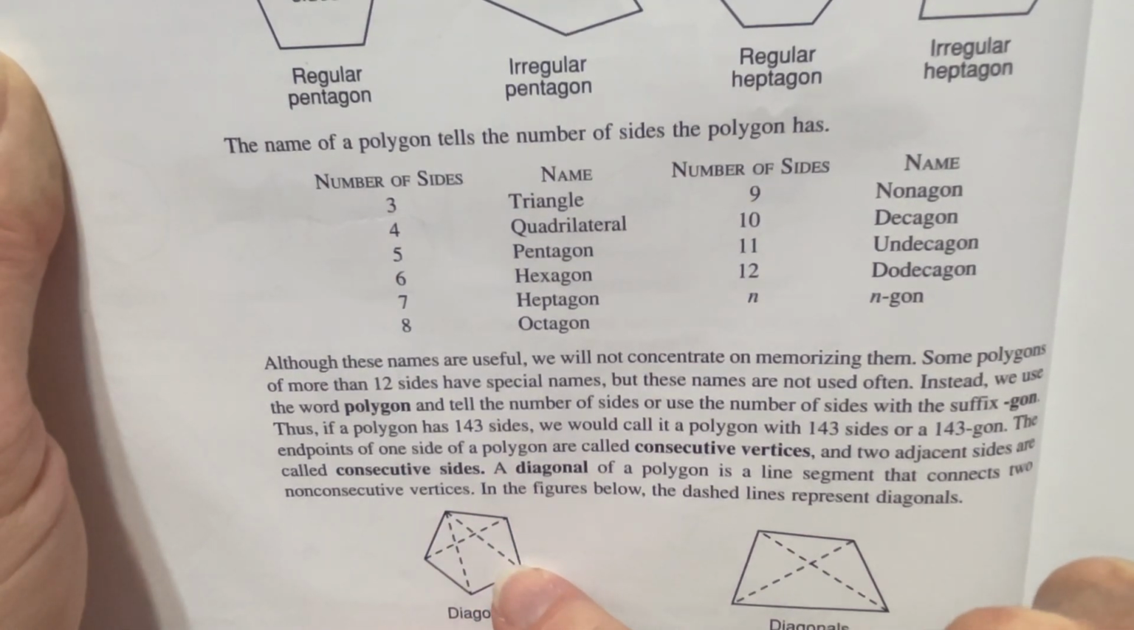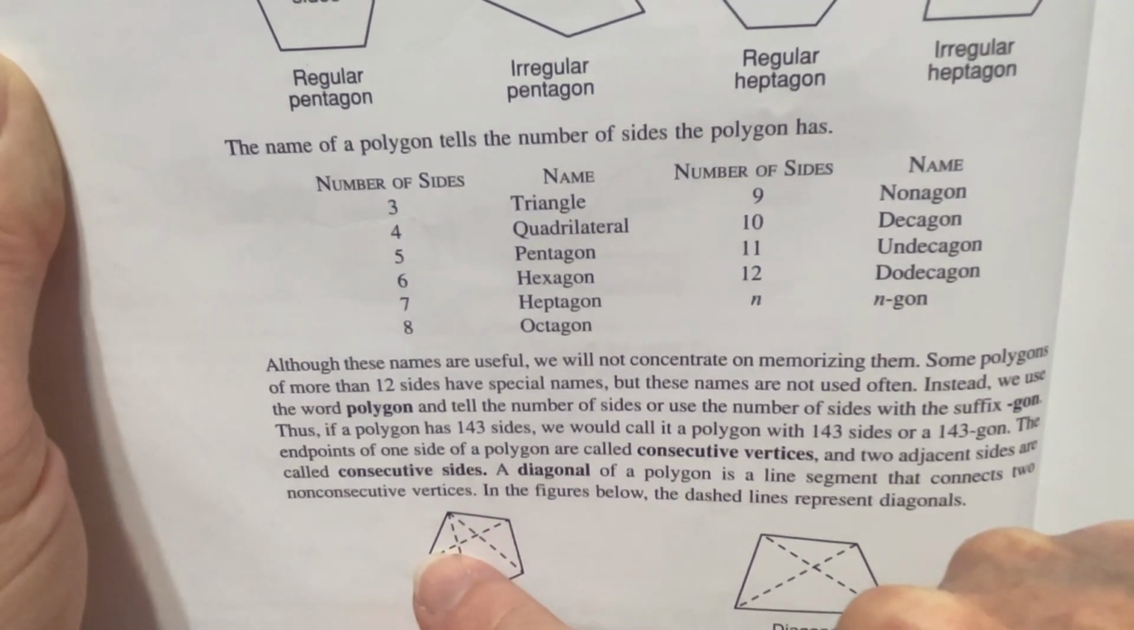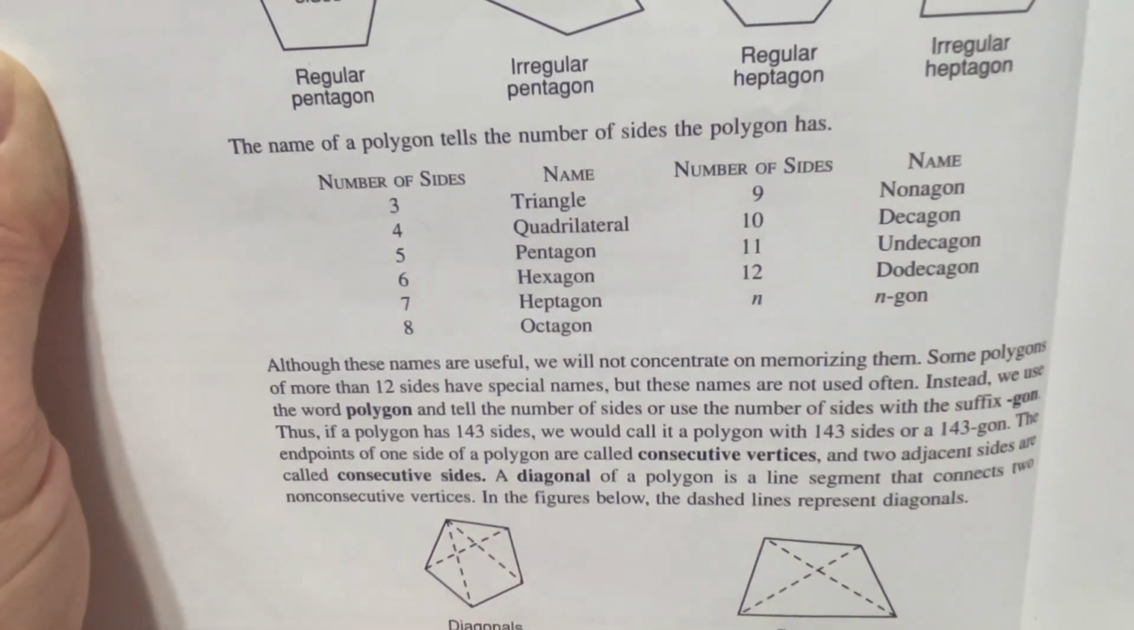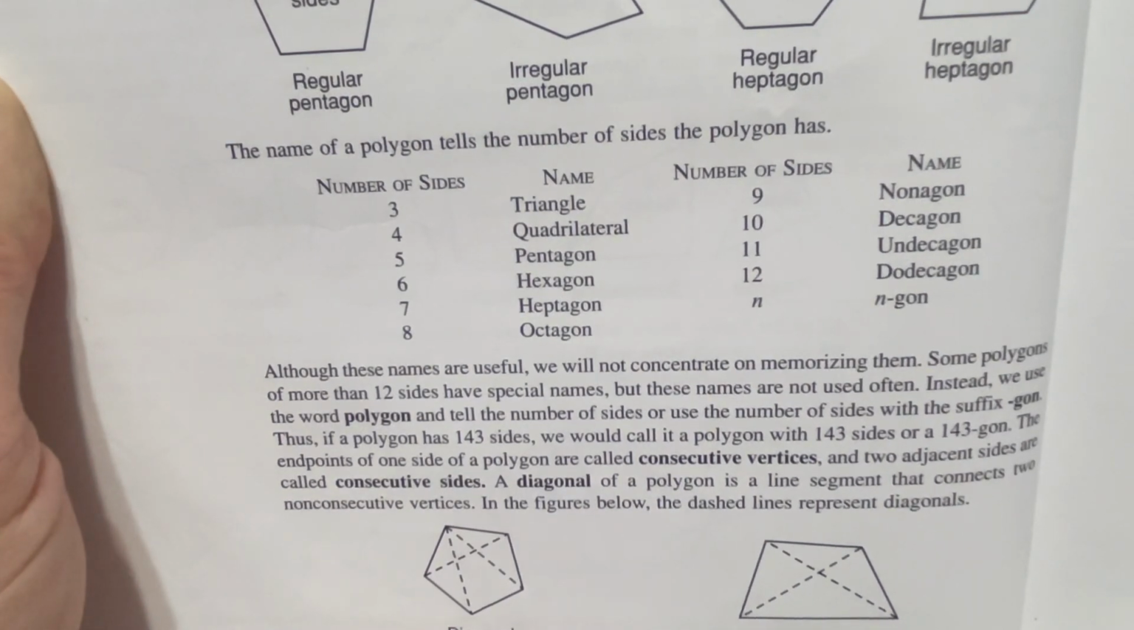So this figure has several diagonals. You could go here, you could go there, you could go from here to here, or from here to here. So diagonals connect non-consecutive vertices.